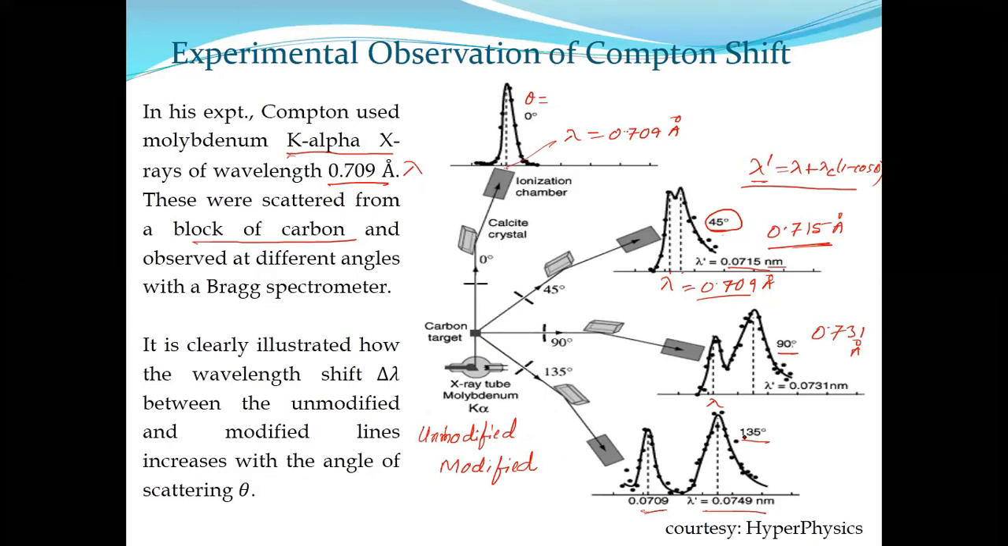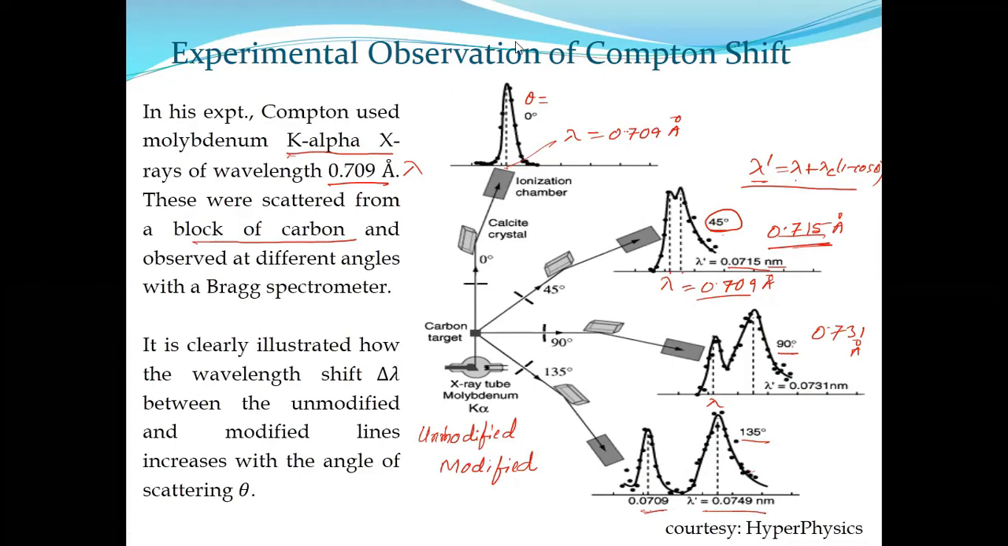Angle has been changed. And when the angle is changed, then according to this formula, lambda dash should be changed. Lambda dash is lambda plus lambda c times (1 minus cos theta). So it has changed. That's why you are getting these values: 0.715 angstrom, 0.731 angstrom, etc. My point is, why are we still getting 0.709 angstrom? Why does this wavelength again come? Okay, I'm explaining it.